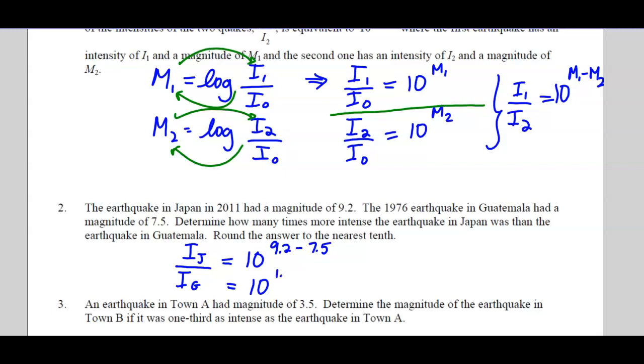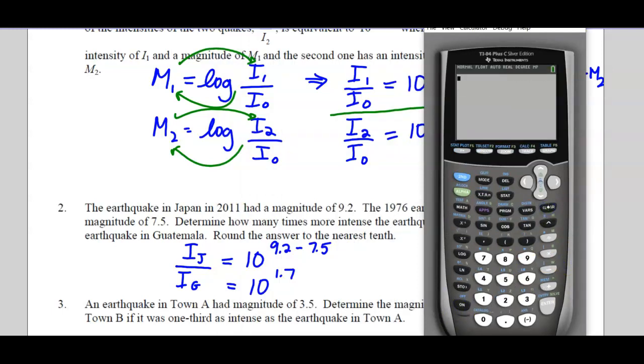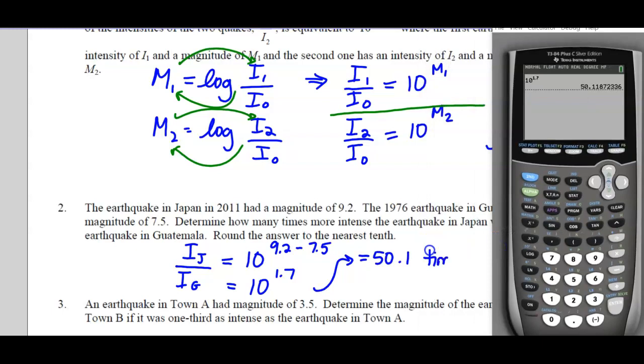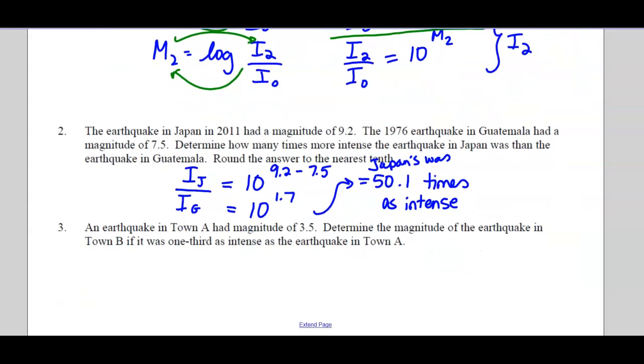So that's going to be 1.7. 10 to the 1.7. Don't leave it like that unless it asks you to. It says round to the nearest 10, so we actually have to find the value. So 15.1 times as intense. There's no units for intensity.